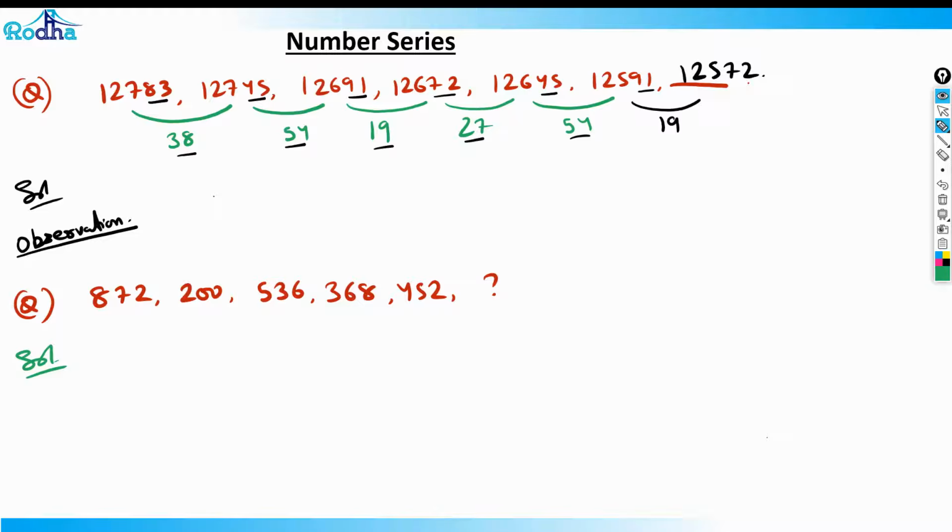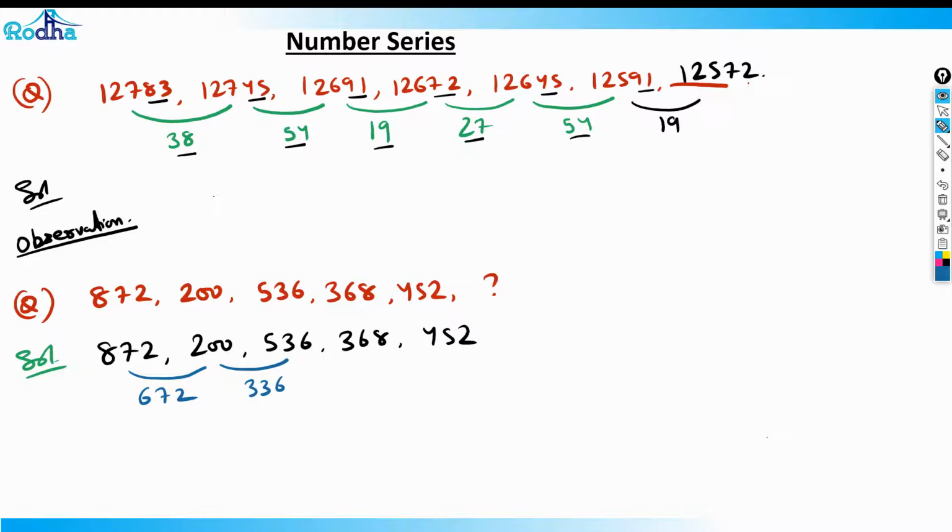Again, the series numbers are actually closer, right? So just try to go by difference here. If I take the difference here, understand this again. 872, 200, 536, 368, 452. The first difference here is 672. Okay, fine. The next difference here is 336. If you observe, that's half of 672. It's half here.